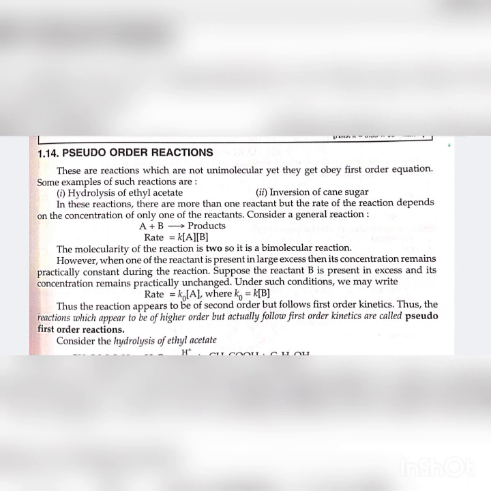However, when one of the reactants is present in large excess, then its concentration remains practically constant during the reaction. Suppose the reactant B is present in excess and its concentration remains practically unchanged. Under such conditions, we may write rate = k0[A], where k0 = k[B].